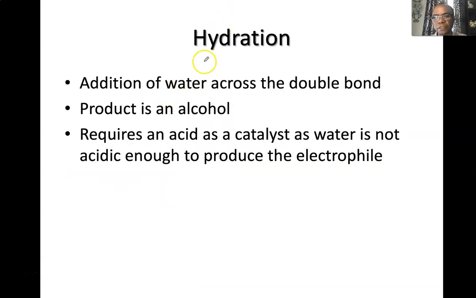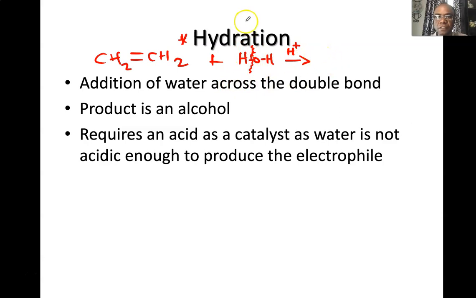Okay, so next reaction is hydration. It's the addition of water across the double bond. So for example, if you have CH2=CH2 and you're adding H2O, this always happens in presence of an acid catalyst. Just simply take it as H and OH will be added across the double bond.